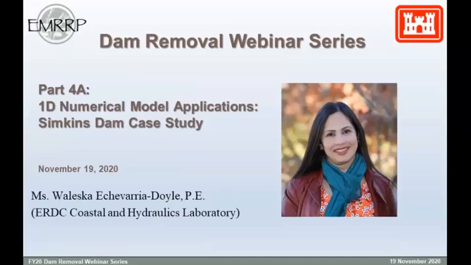Another one, Waleska. Did your model assume the presence of the dam? I don't know if I'm pronouncing that correctly. Yes, I did assume the presence of the dam because it was in place prior to the Simkins removal, and even after that dam was removed, it was still in place.